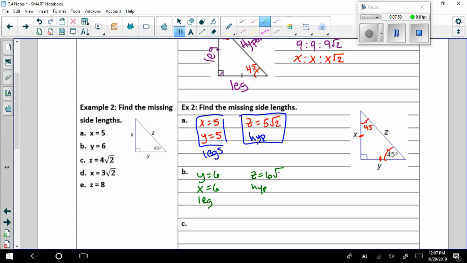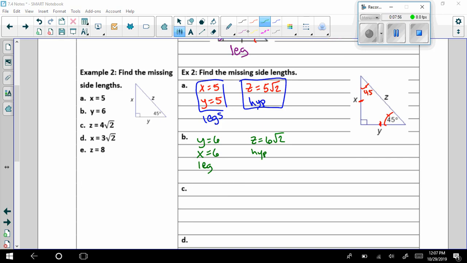So it's the leg length times the square root of 2. Okay, this one's a little bit different here. If you look at C, we're given the hypotenuse, which is z, which is 4 times the square root of 2. Remember, in your hypotenuse, it's the leg length times the square root of 2. So this 4 represents the leg length. That means that x is 4 and y is 4 because they are both legs. Okay.